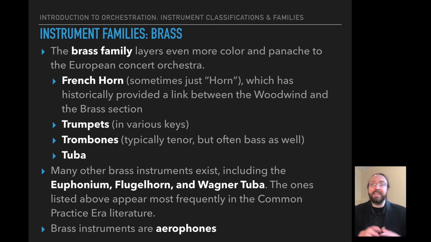The brass family layers even more color and panache to the European Concert Orchestra. In score order, we see the French horn, sometimes just horn, which has historically provided a link between the woodwind and the brass sections. Trumpets in various keys. Trombones, typically tenor, but often bass trombone as well, and tuba. Many other brass instruments exist, including the euphonium, flugelhorn, and Wagner tuba. The ones listed above appear most frequently in the common practice era. All of these brass instruments are aerophones.